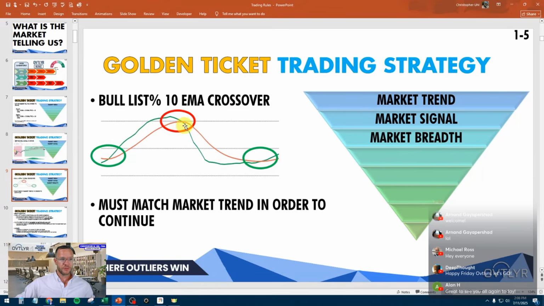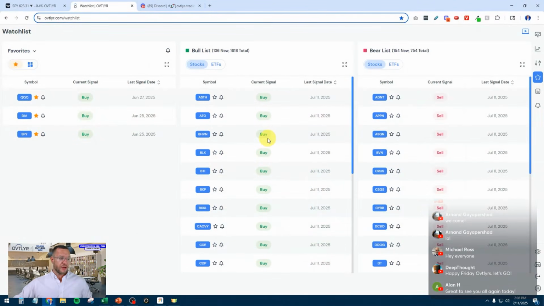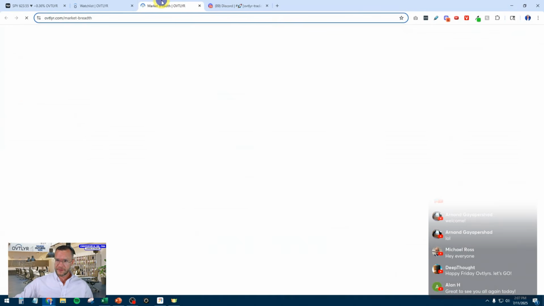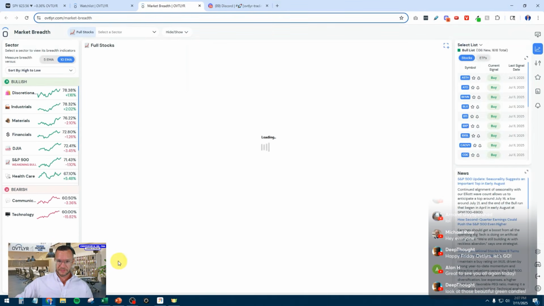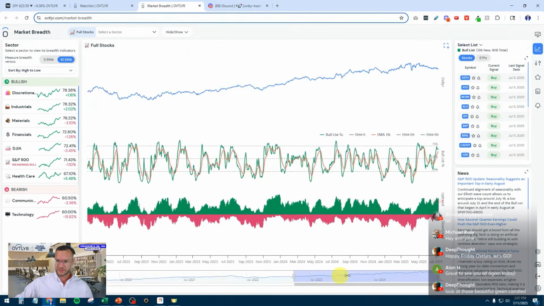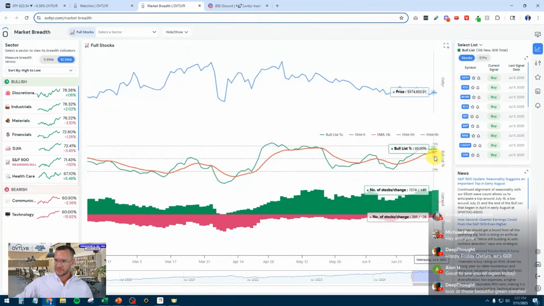We're trying to make sure that we are moving in the direction of the trend, being bullish breadth or bearish breadth. Now, breadth is measuring how many buy signals versus how many sell signals we have. Today, we have 136 new buy signals, but we have 154 new sell signals. So our market breadth is going to look a little bit ticked down today. Let's go look at that. You can see this is a little bit ticked down from the day before.